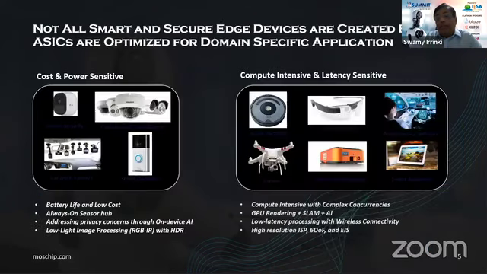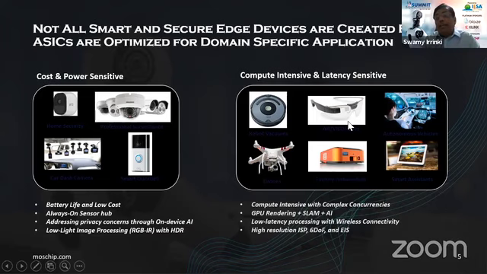But what's happening is these devices are not made equal. And that's where the beauty of the ASICs will come in. Some devices, as you see on the left-hand side, are very cost and power sensitive. They depend on battery life. They want low cost. They want always on sensor hub.